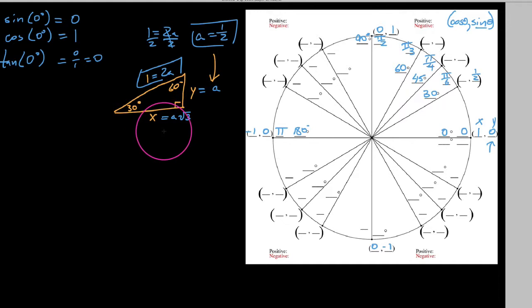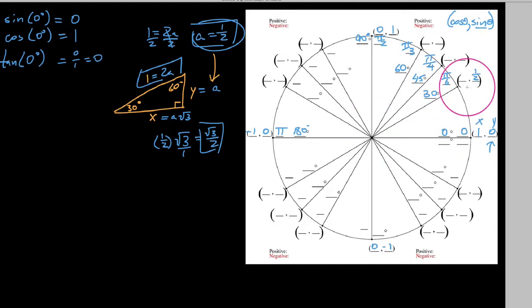Well, x is equal to a times the square root of 3, where we know what a equals. We've just determined that a is a half. So I get a half times the square root of 3, which is really the square root of 3 over 2, essentially. So we say the x value on this particular angle here would be square root of 3 over 2.